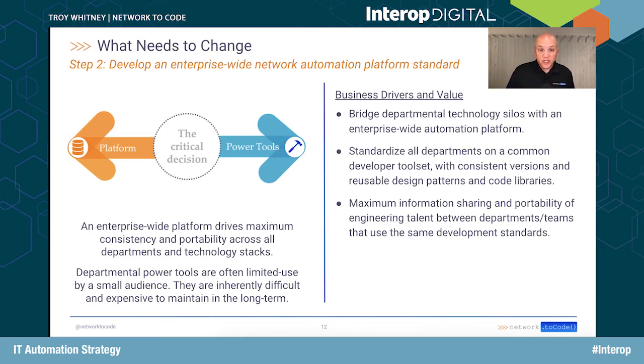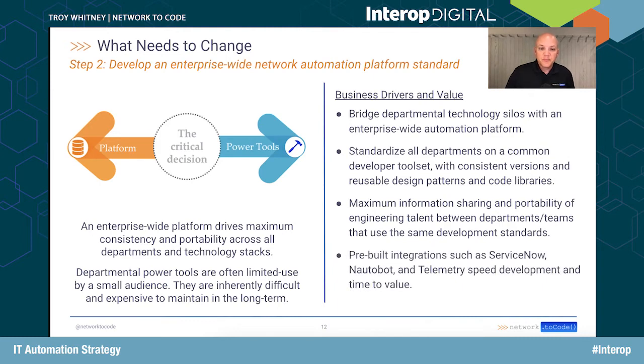Now, what this results in, which is really good for the business, is maximum information sharing and portability of engineering talent between departments and teams because they're all using the same standards. You could have a developer who one week is working on firewall rules, the next week on automation for load balancer VIPs, and the week after that on SD-WAN automation. Maybe not every week, but you get the point. The skill sets they're building can be used across the organization, and it's possible to pool resources and team together to solve problems as they come up. It also makes support much easier because engineers from one team should be able to look at automation developed by another team and understand at a high level the structure and reasoning for how it was built.